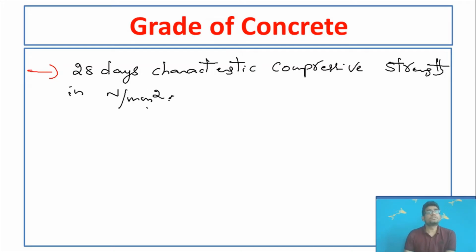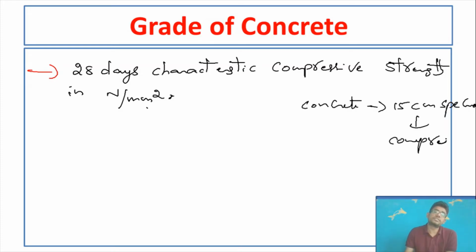Okay, so if you take the concrete and make 15 centimeter concrete cube specimens, and if you determine its 28 days compressive strength, then that can be referred to as what? Grade of the concrete. So now what do you mean by characteristic compressive strength? And this characteristic compressive strength we denote with FCK. So let us see what is this FCK.